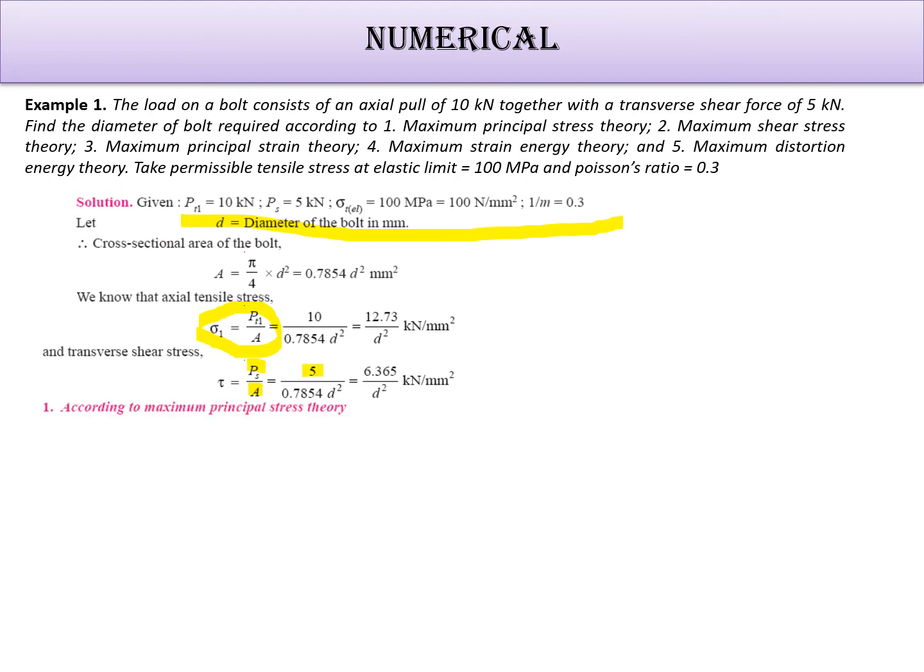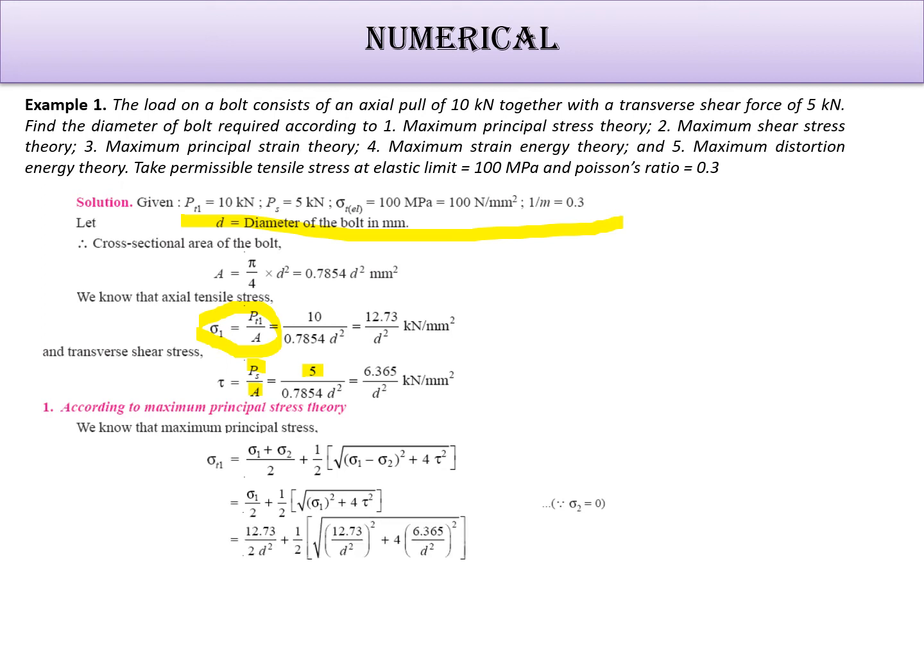Now we will put these values in the principal stress theory. To get the maximum principal stress, we have this formula which we have already learned in the strength of materials subject. Sigma t1, the maximum principal stress, is sigma 1 plus sigma 2 divided by 2, plus 1 by 2 root of (sigma 1 minus sigma 2) square plus 4 times tau square. Sigma 2 is not known to us, therefore it is considered as 0. So we get sigma 1 by 2 plus half of the root term. Now let's put the values of sigma 1 and tau here.